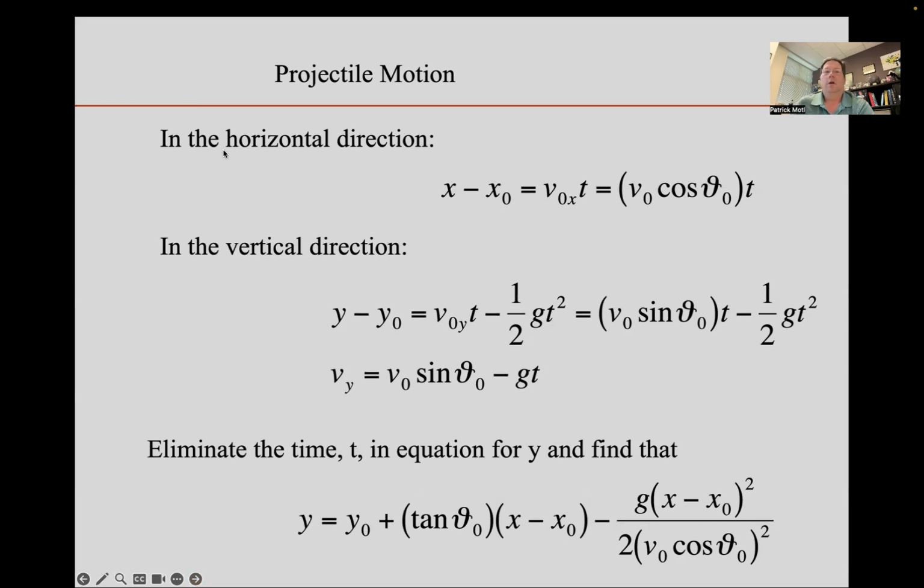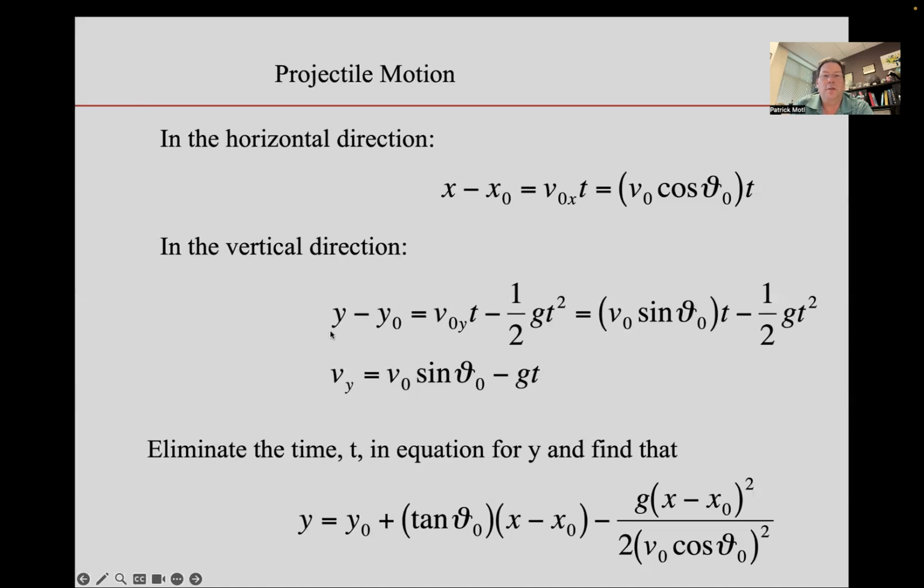Some equations for projectile motion in that special case. In the horizontal direction, as I said, we just have uniform translation. So the horizontal displacement is just the initial x component of velocity times time. We can write that out in terms of the initial speed v0, and then that is the adjacent side for the launch angle theta 0. So the x coordinate just gets bigger linearly with time.